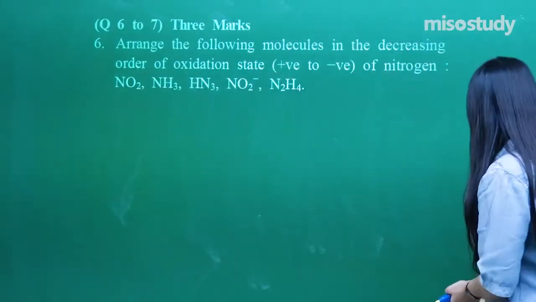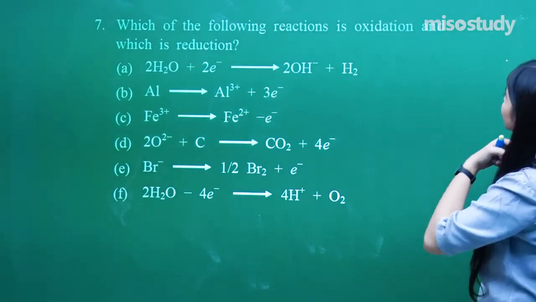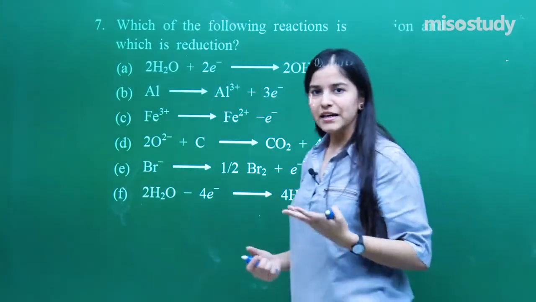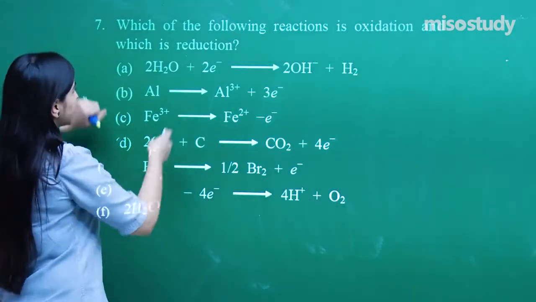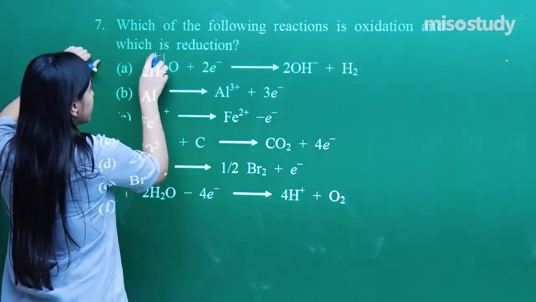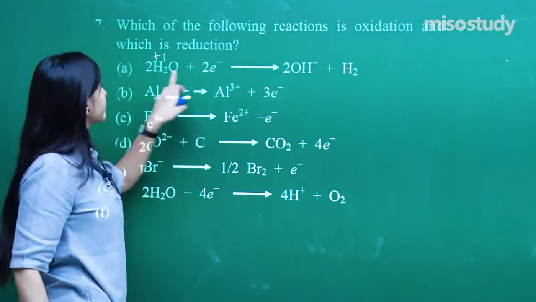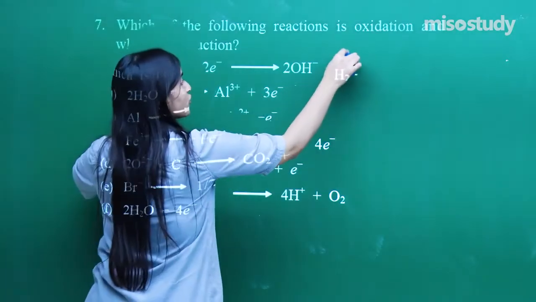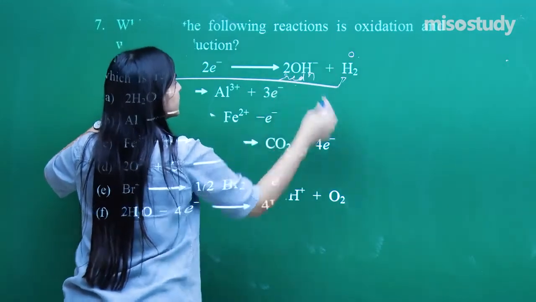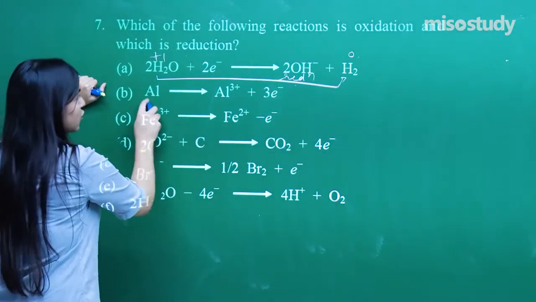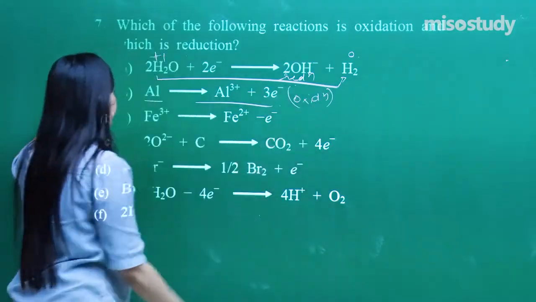What do I have in question number 7? Which of the following is oxidation and which is reduction? Now it's a very easy question. See, what do I have to do? See here, +1 state, right? You cannot just simply look at the electrons. Try to analyze the entire equation. +1 getting onto 0 state, right? What is this? Reduction process. Simple and easy. Aluminium losing electrons, oxidation process, easy.